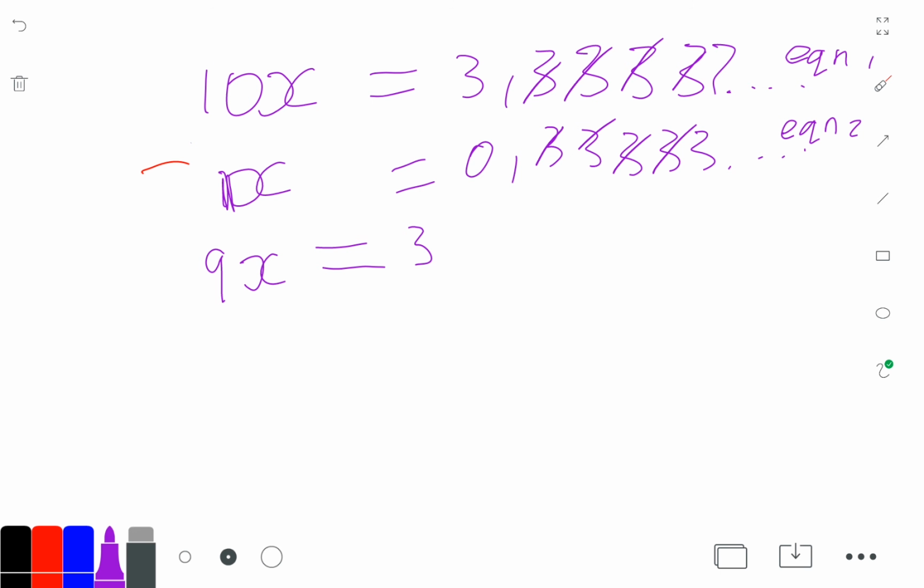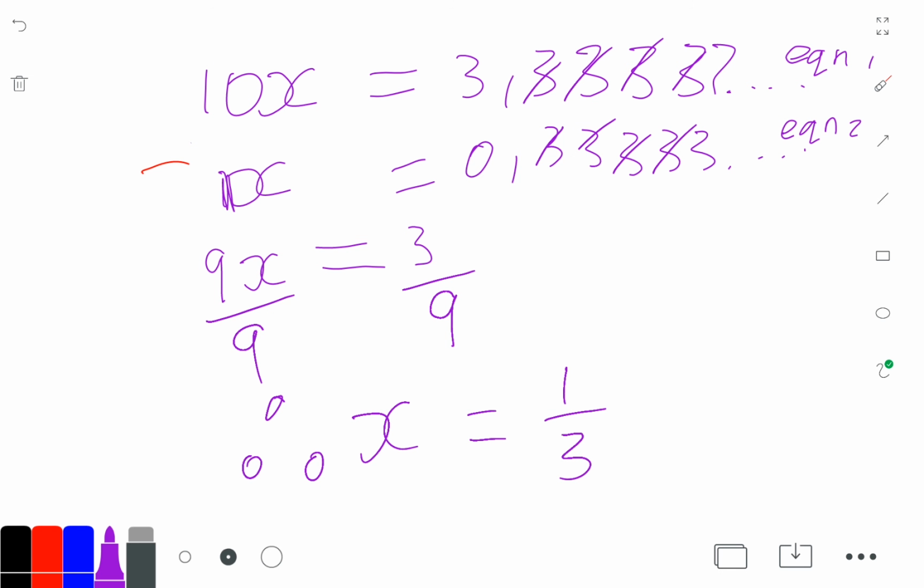And to get the x alone, we are going to divide both sides by 9. Therefore, our final answer is x equals 1 over 3. And that's how we convert recurring decimals that have a repeated single digit into a fraction. I hope that makes sense. Now, what about a decimal number that has a recurring pattern of multiple digits?